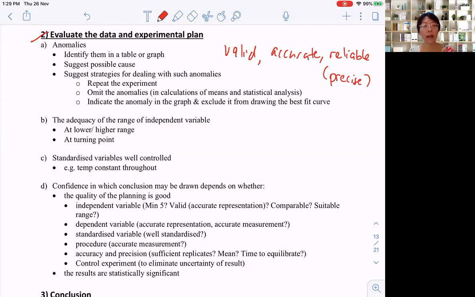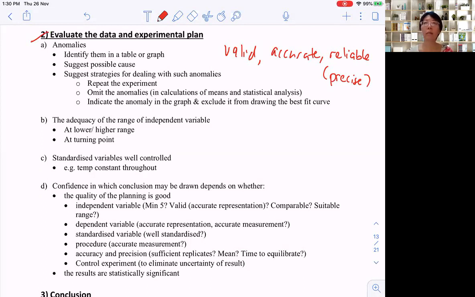Valid means whatever you measure can show what you want to find out. Like I measure the number of bubbles released. Can the number of bubbles released per unit time represent the rate of respiration? So whatever you've chosen to measure, does it really represent what you want to measure or not? What you want to know? That's called valid.